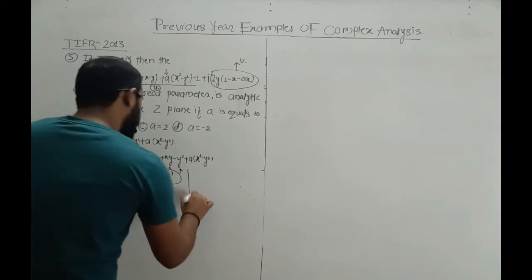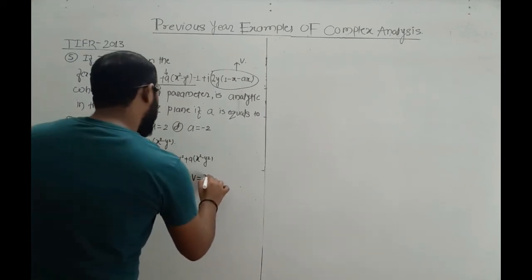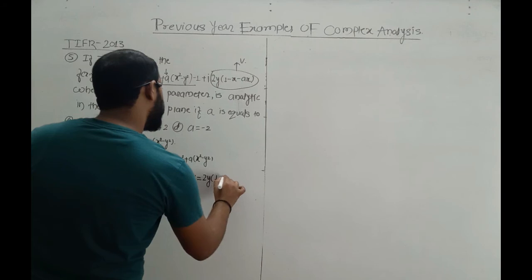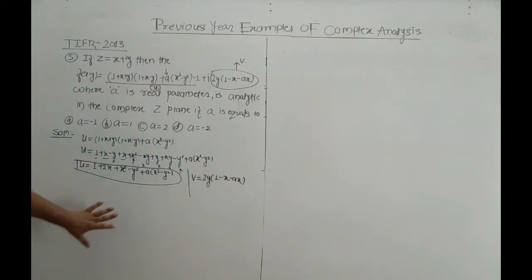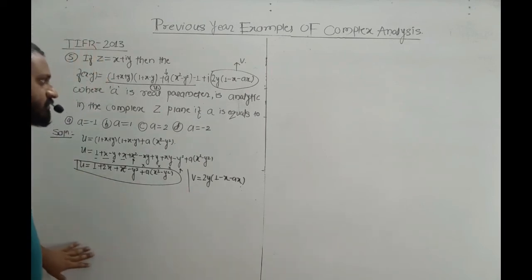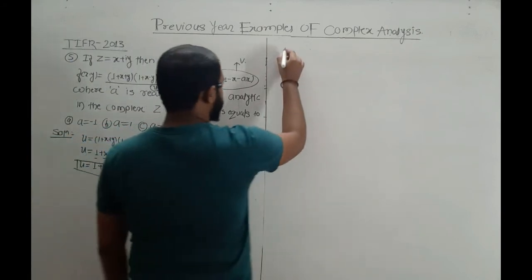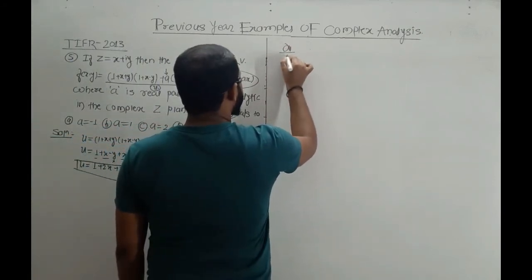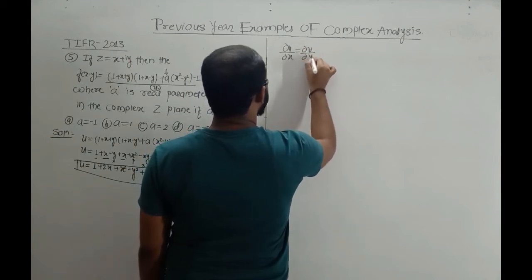Now what is the imaginary part? You have v equals to 2y(1 minus x) minus ax. Okay, now we have a real and imaginary part. Now we have to use the CR equation to calculate this real parameter. What is CR equation? dou u by dou x equals to dou v by dou y.